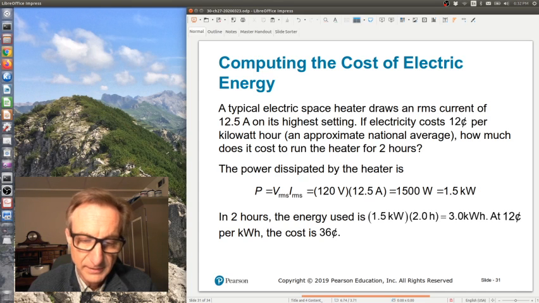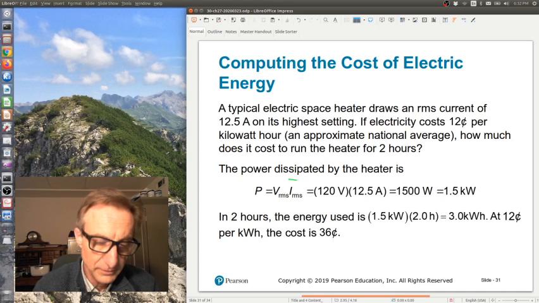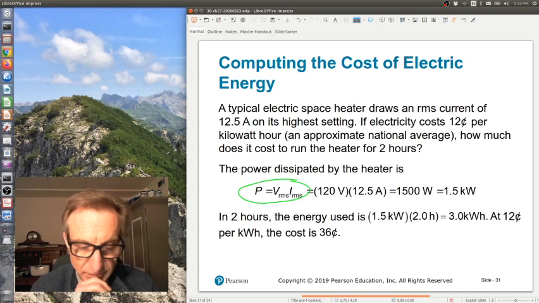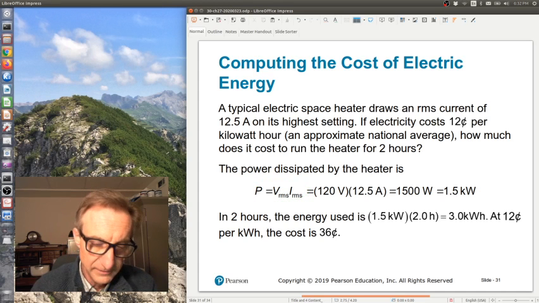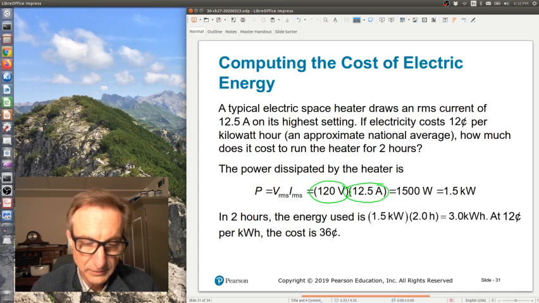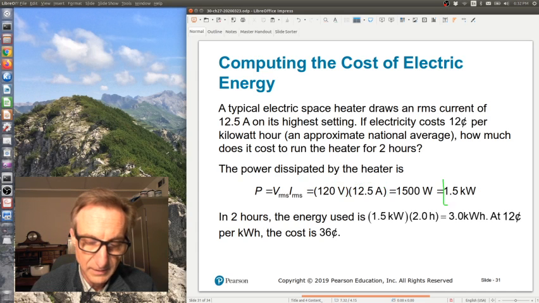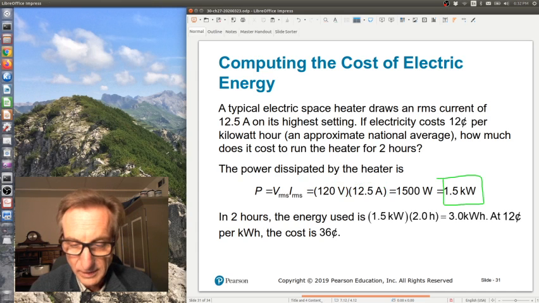So 2 hours is 3,600 times 2 seconds, or 7,200 seconds. And we know enough to figure that out. The power, as we've learned earlier, is the RMS voltage times the RMS current. The RMS voltage in a house is 120 volts. And for an RMS current of 12.5 amps, which is about how much current this space heater is using, we can take the product of those two and find that it uses about 1.5 kilowatts. That is the energy per time that it's using, 1.5 kilowatts.